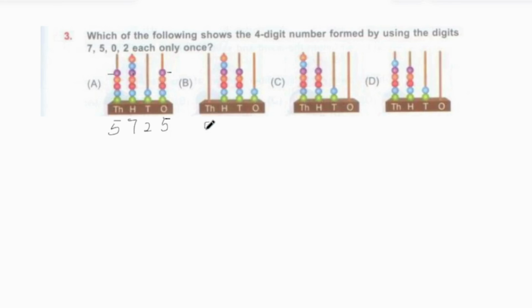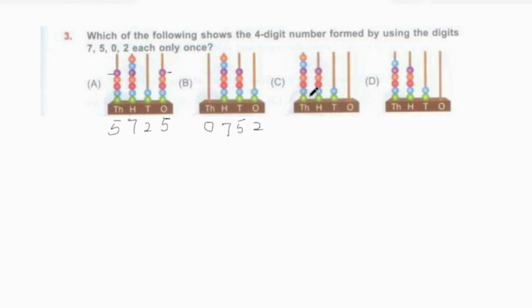Here it's 0 in the thousands place. Since it's an orange bead, based on our last interpretation, we can write 7 here. Here we have a purple bead. Instead of counting, we can simply write 5. Here we have a blue bead, which is 2.